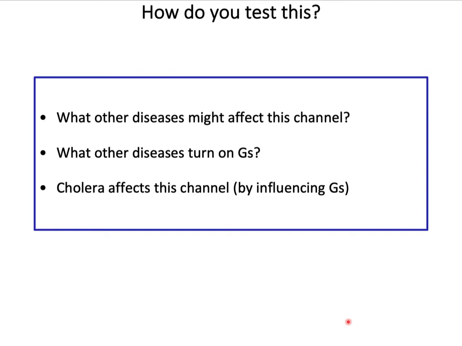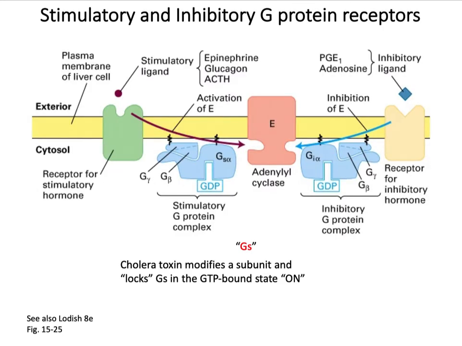And so you have to ask the question, are there any infectious diseases that might affect the CFTR channel? Or more specifically, are there any infectious diseases that might influence signaling from stimulatory G proteins, which in turn would influence the function or activation of the CFTR channel? And in fact, we talked about this in the first part, and that's cholera. So cholera toxin can affect stimulatory G proteins.